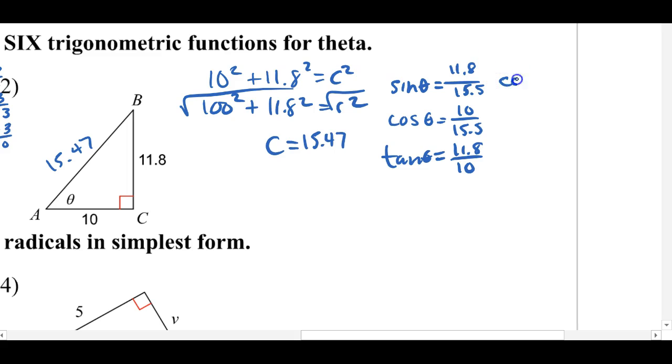And then cosecant, which is the cousin to sine, is the same thing, flipped. So 15.5 over 11.8 this time. And then secant is going to be 15.5 over 10, because remember it's the same thing, flipped. And then cotangent is going to be 10 over 11.8. All right, and that's it.